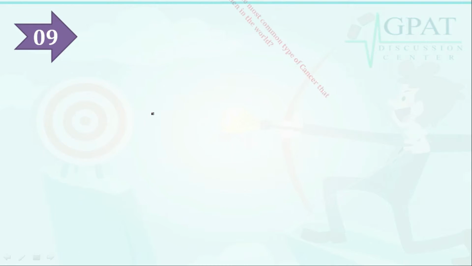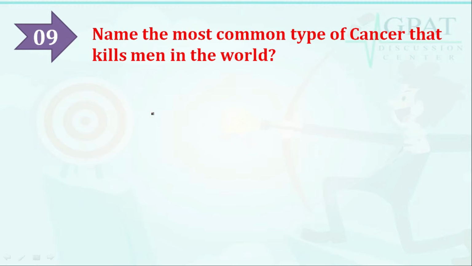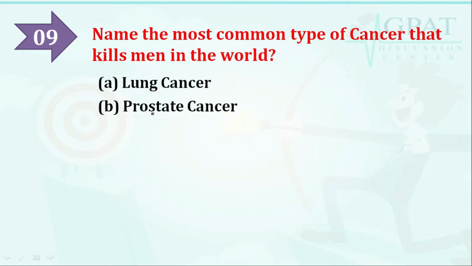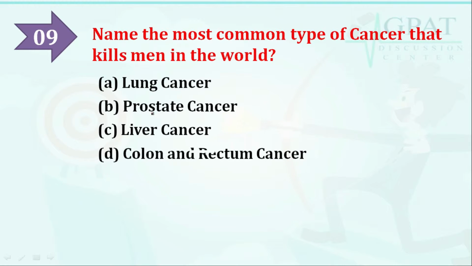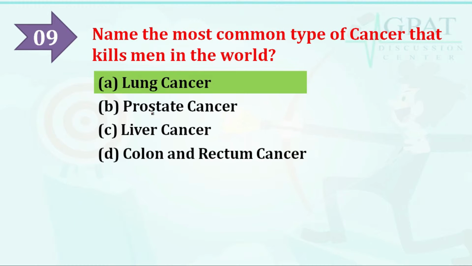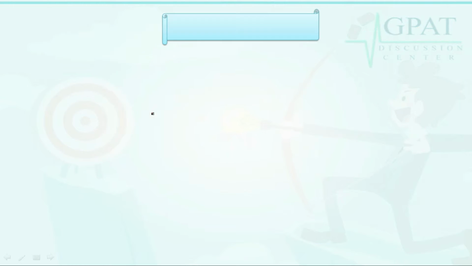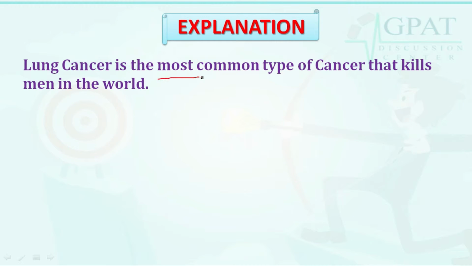Next question is: name the most common type of cancer that kills men in the world. Option A is lung cancer, option B is prostate cancer, option C is liver cancer, option D is colon and rectum cancer. So the correct answer is lung cancer, the most common type of cancer that kills men in the world. Let's discuss with the help of the explanation: lung cancer is the most common type of cancer that kills men in the world. So the correct answer is lung cancer.